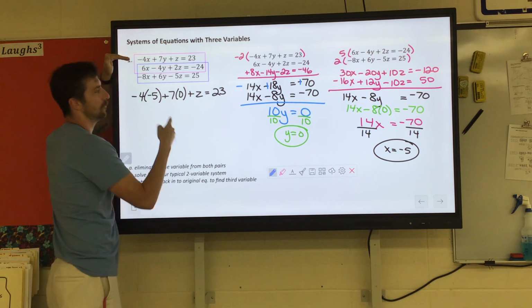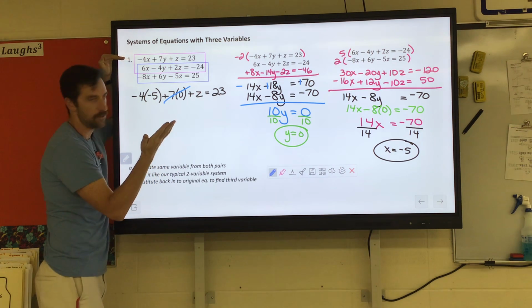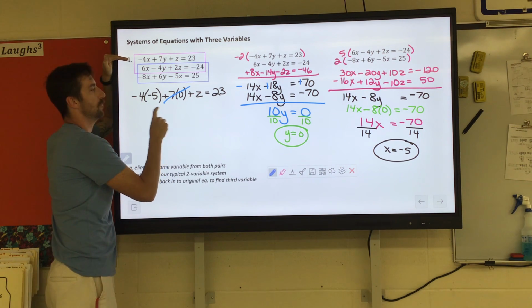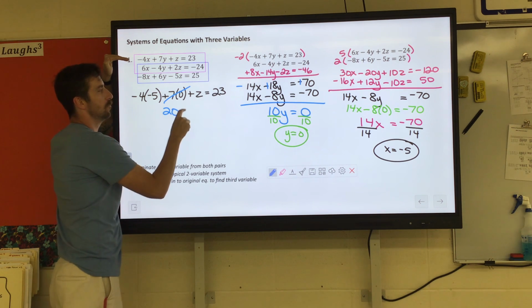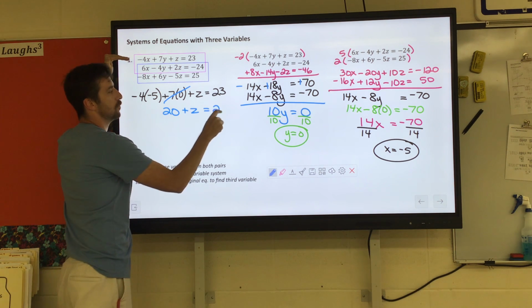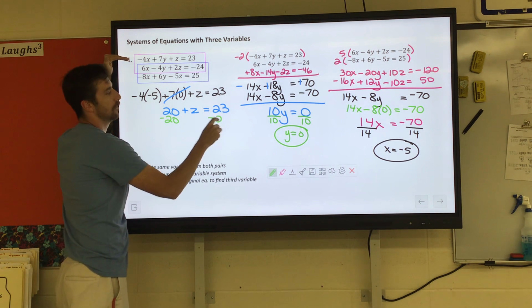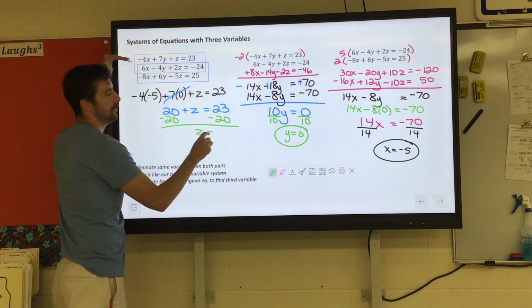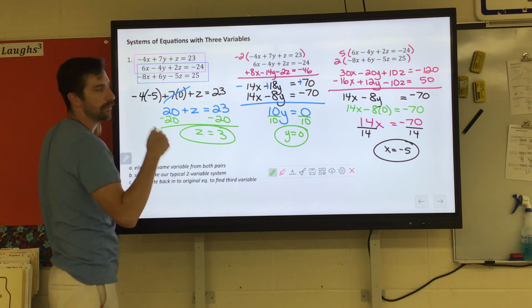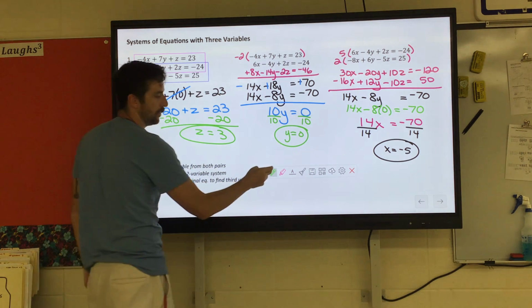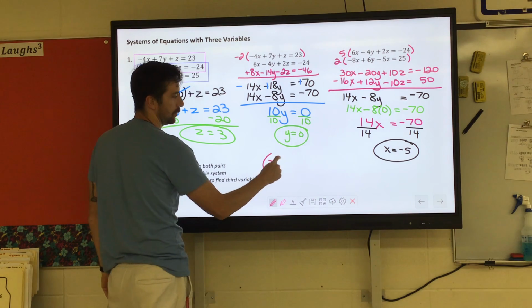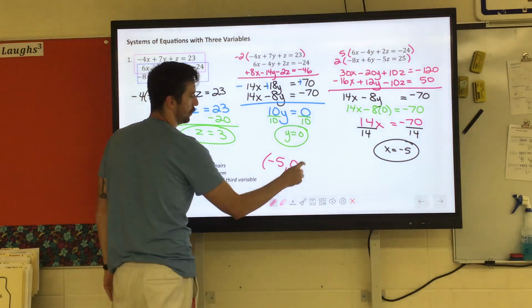So let's see what we got. Look, 7 times 0 is 0. It's gone. -4 times -5 is 20. So 20 plus z equals 23. We can just subtract 20 from both sides. Z equals 3. Now we're going to write this like a 3-piece coordinate here, just x, y, z. So we're going to say -5, 0, 3.